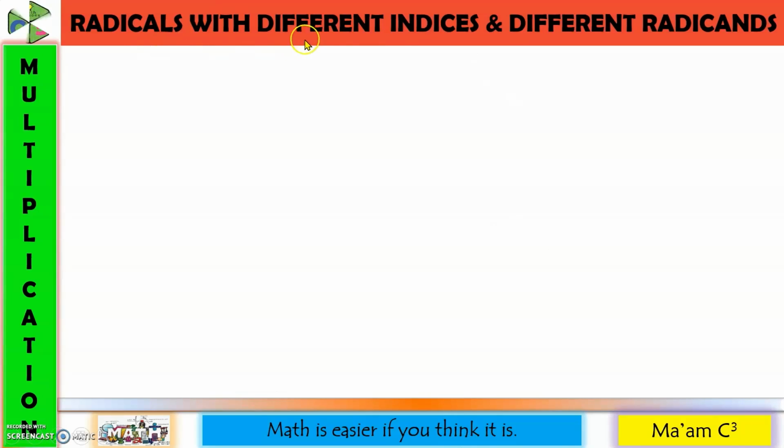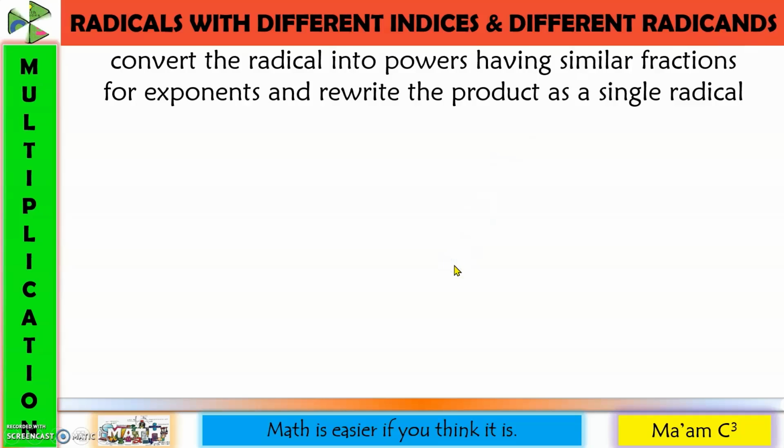This time, let's have the most challenging one. Multiplying radicals with different indices and different radicands. In here, we are going to convert the radical into powers having similar fractions for exponents and rewrite the product as a single radical.